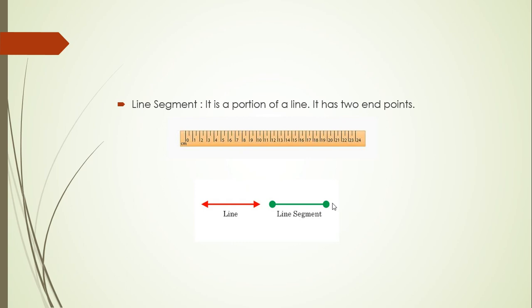Now here is the comparison. You can see a line segment which has two fixed points, and the line, here are two arrows. It means in both sides they are extending.